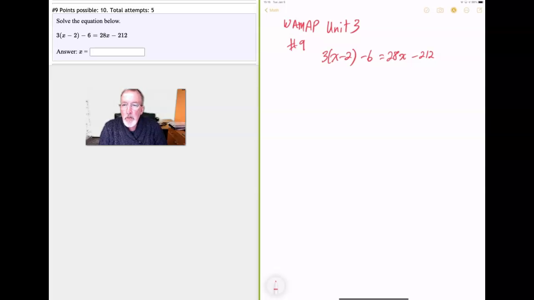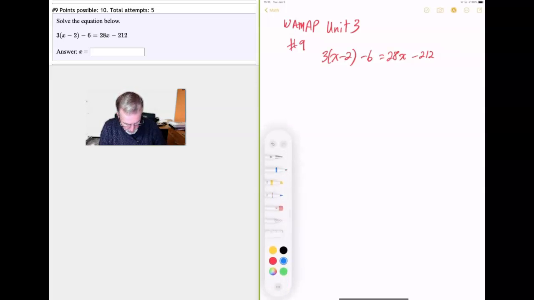Hello everyone, we're working on Math 55, WAMAP Unit 3, problem number 9. And this one we're solving for x. We have a variable on both sides, one on either side, and we have some distribution here. So let's take a look at this problem.